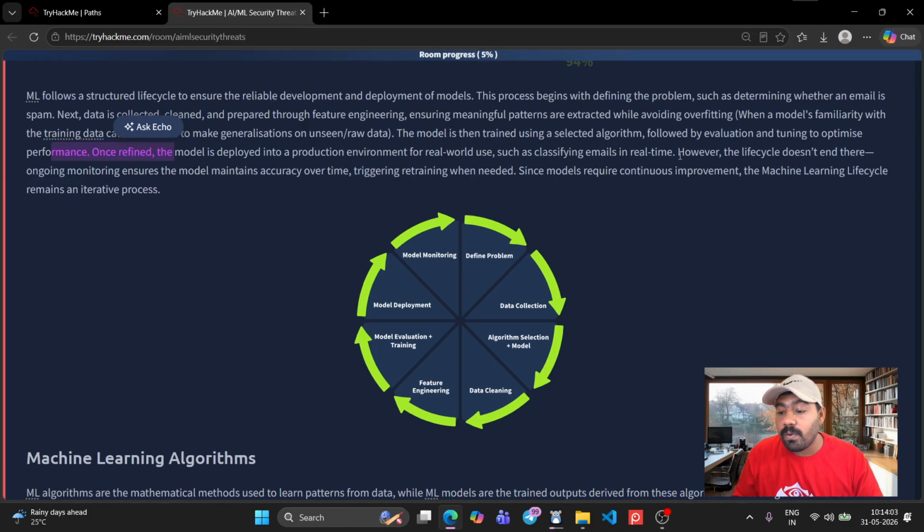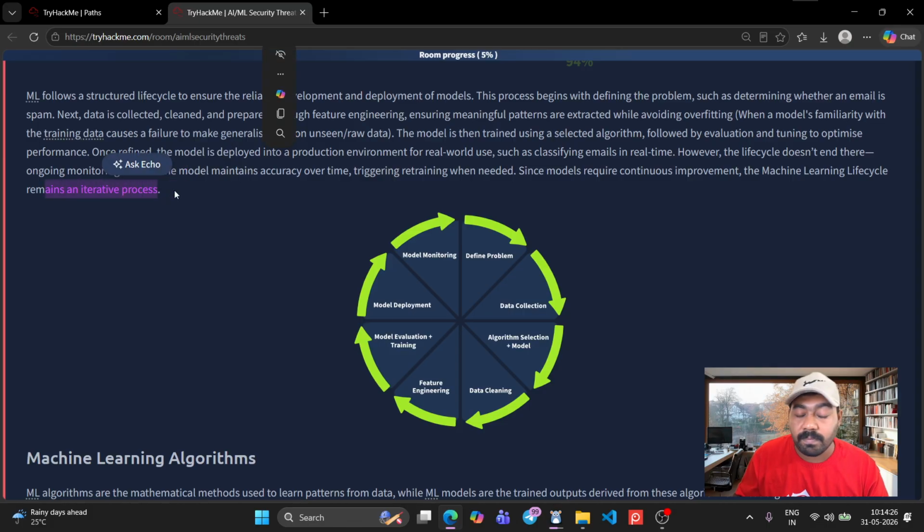The model is then trained using a selected algorithm, followed by evaluation and tuning to optimize performance. Once refined, the model is deployed into a production environment for real-world use, such as classifying emails in real time. However, the life cycle doesn't end there. Ongoing monitoring ensures the model maintains accuracy over time, triggering retraining when needed. That is the workflow of this ML they are mentioning. Since models require continuous improvement, the machine learning life cycle remains an iterative process. So that is the major thing: this iterative process is ongoing for continuous improvement of these models.